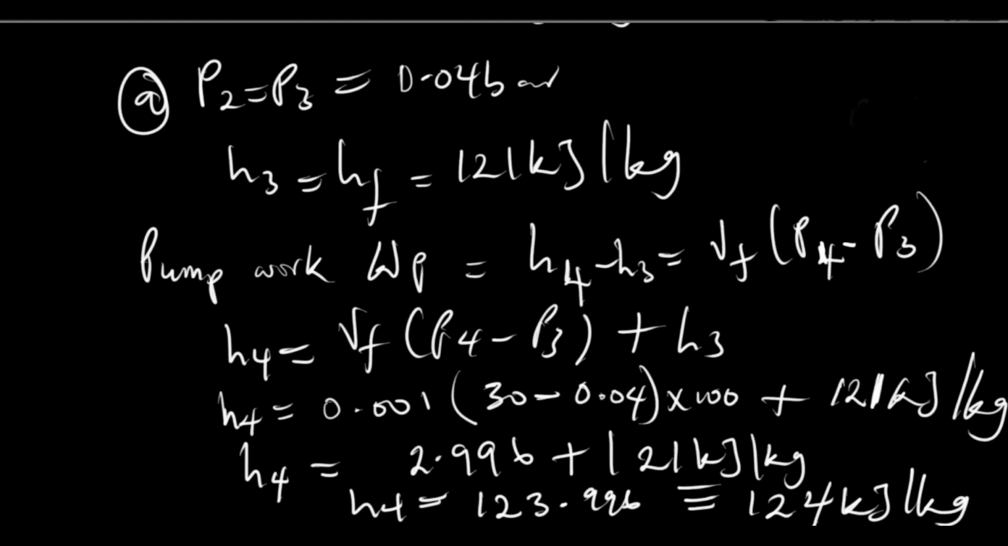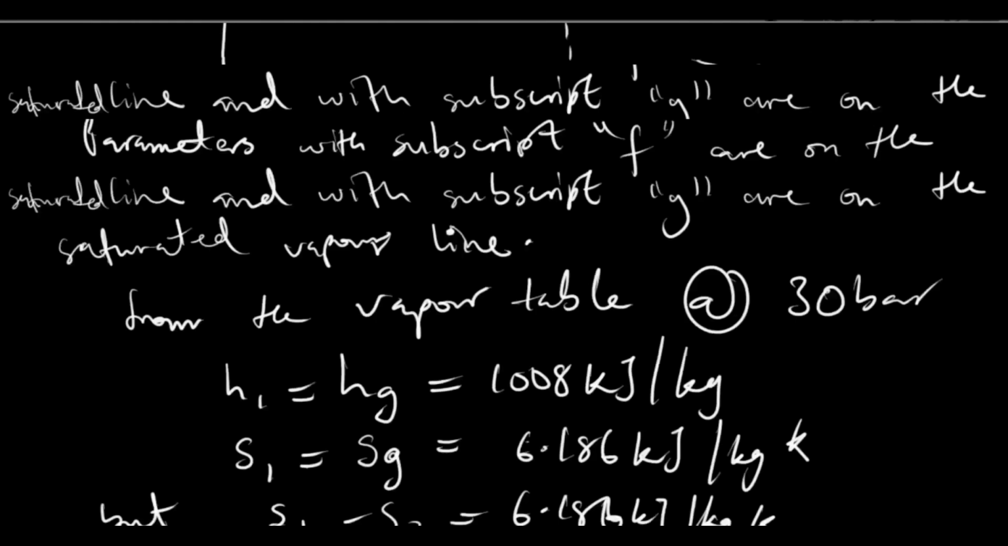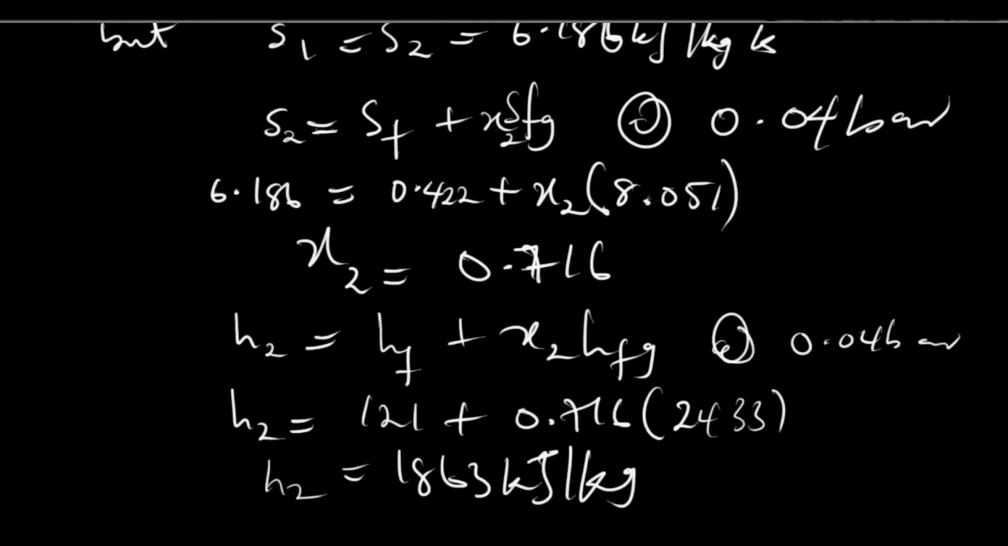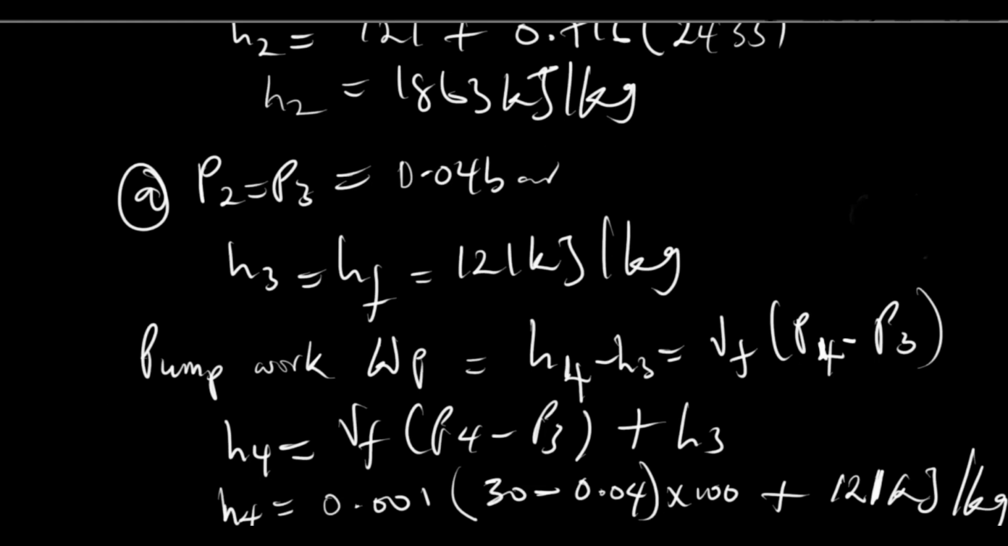The next thing to do is to find the cycle thermal efficiency, which we were told to find, the work ratio and the SSC. Okay, but before that, we have to find the heat supplied and the rest of them. So I'll open another layer. Okay, we have it over here.